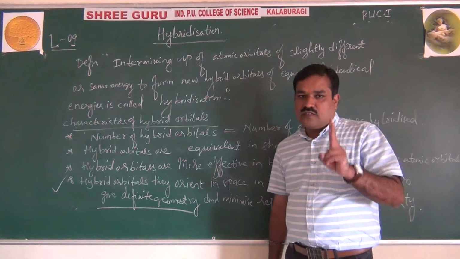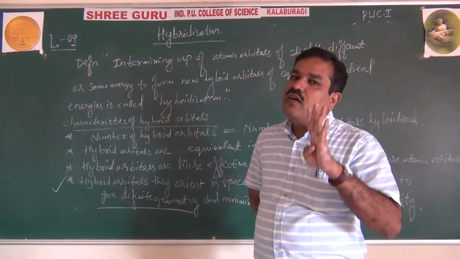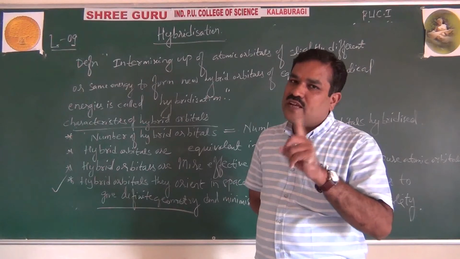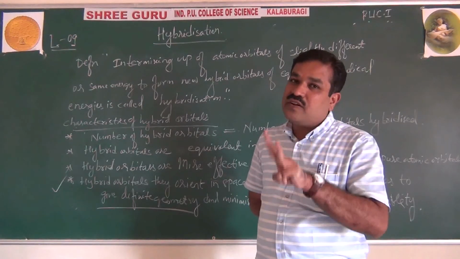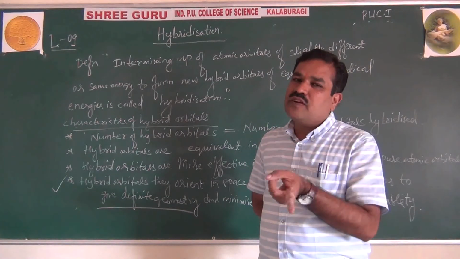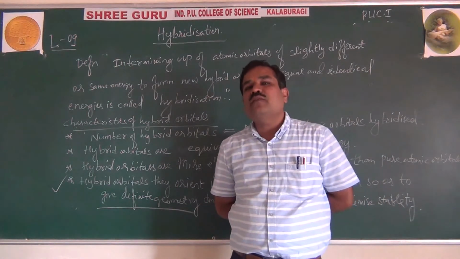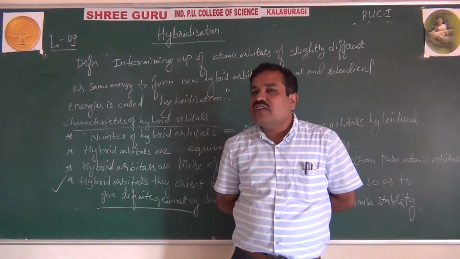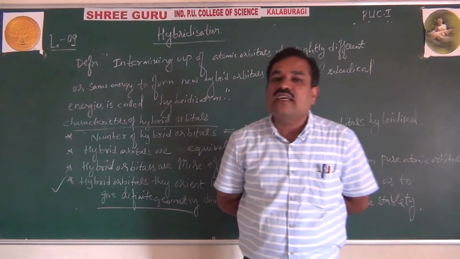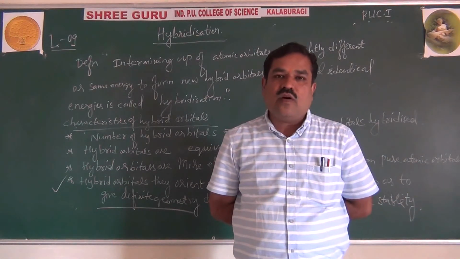So that's why for sp the definite geometry is linear, sp2 triangular planar, sp3 tetrahedral. That's why 1s 1p gives 2 sp, 1s 2p gives 3 sp2, 1s 3p gives 4 sp3 hybrid orbitals. sp linear, sp2 triangular planar, sp3 tetrahedral structure. For sp the bond angle is 180, sp2 120, and sp3 109 degrees 28 minutes or 109.5 degrees. That is called the normal tetrahedral angle.